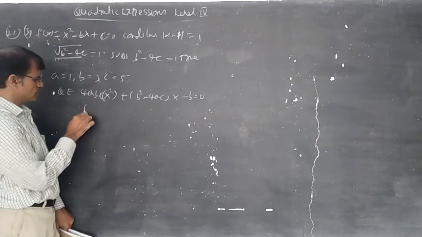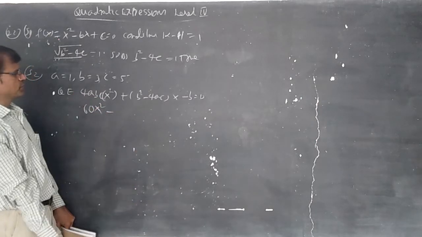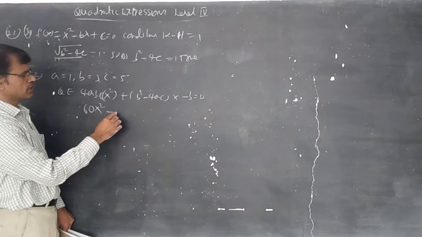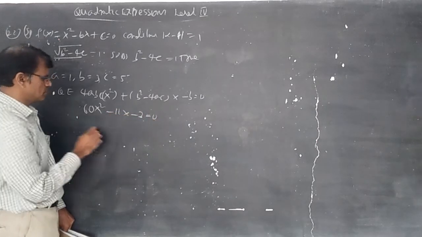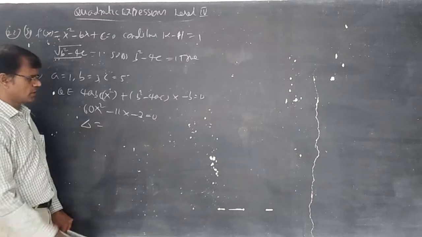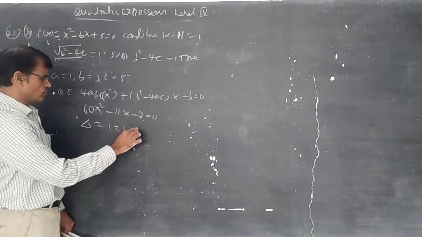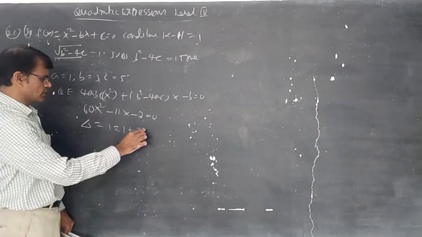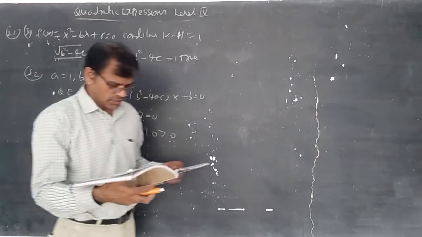4 times 3 times 5 is 60, so 60 x square plus b square minus 4ac, that is 9 minus 20, becomes minus 11. So minus 11x minus 3 equal to 0. Let us calculate delta: it is 121 plus 4 times 60 times 3, that is 240 plus... 720, so it is 841, which is greater than 0. Roots are real and distinct.